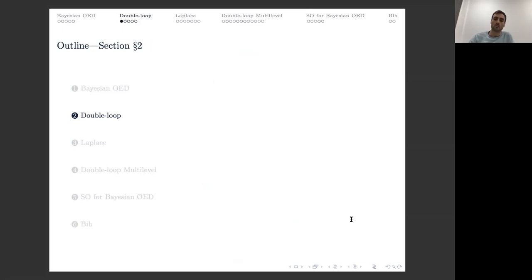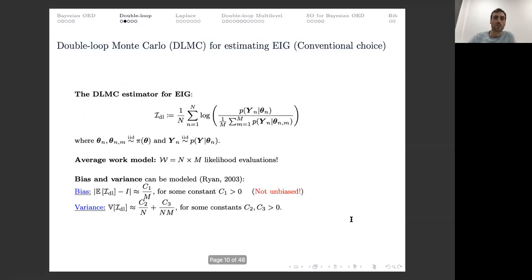So, that was a motivation. Let's now enter the double loop Monte Carlo estimator for the expected information gain. As I told you before, we had two outer integrals, and these two outer integrals can be integrated using a Monte Carlo integral, which is here over the index n. And for the inner integral, we have here another Monte Carlo with the index m. So the work of this estimator is basically n times m, in this case likelihood evaluations.